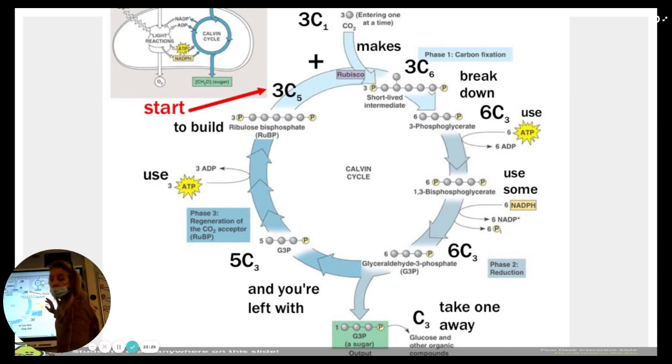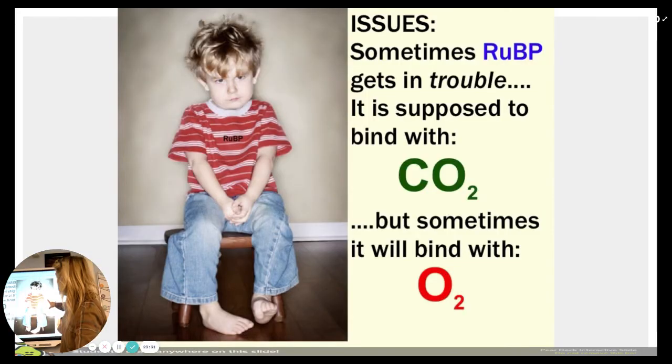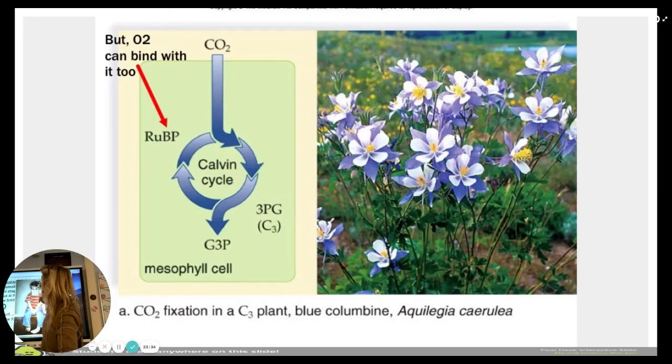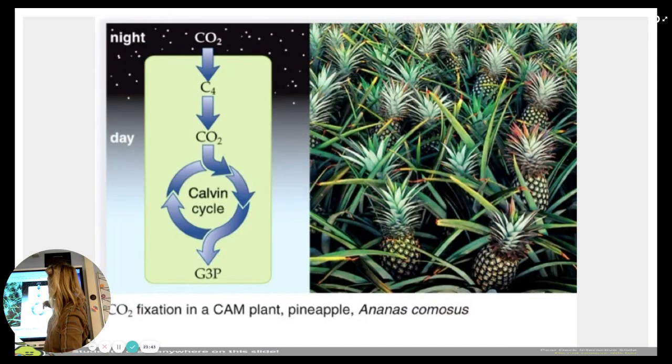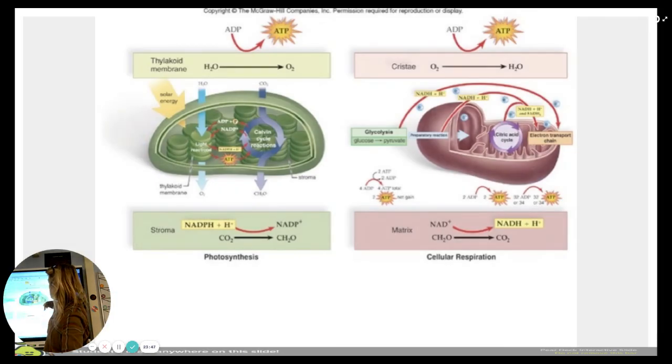Okay, and I'm going to sing through those songs with you. Just going to remind you here about photorespiration. Our RuBP gets in trouble, and we already talked about it. We avoid it by doing the dark reaction in the bundle sheath cells, or we fix our CO2 at night. This compares and contrasts the two. All right, questions before we sing?